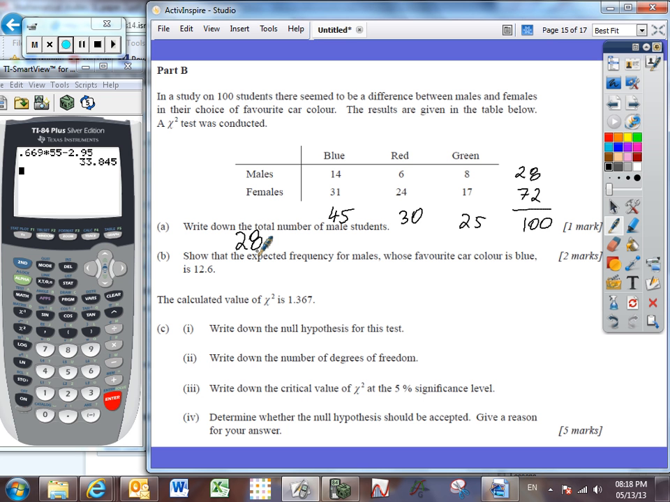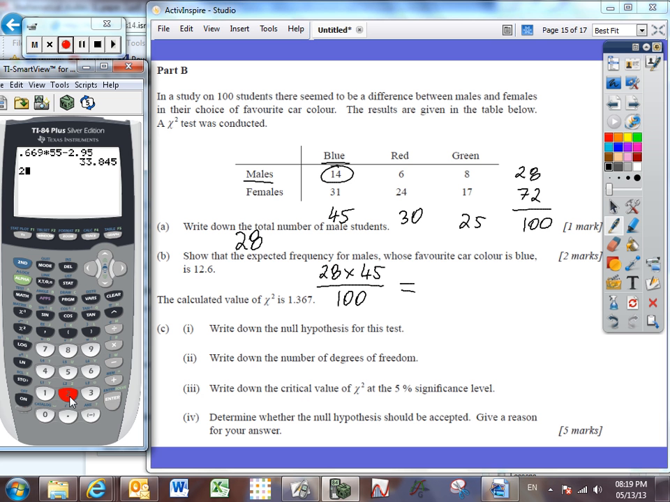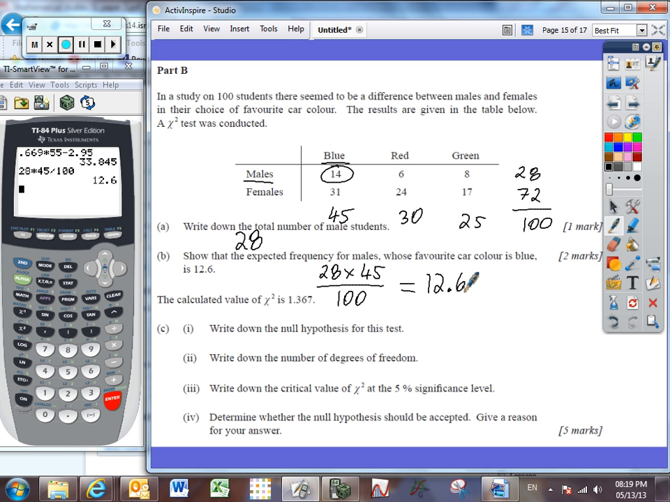We need to show that the expected frequency for males whose favorite color car is blue is 12.6. So we're dealing with this cell here, the males, the blue car. In order to show an expected frequency, we need to use the sum of the row and multiply by the sum of the column, and then we divide by the supersum, which is all of the 100 people. And so 28 times 45 divided by 100 gives us the 12.6 that we require.